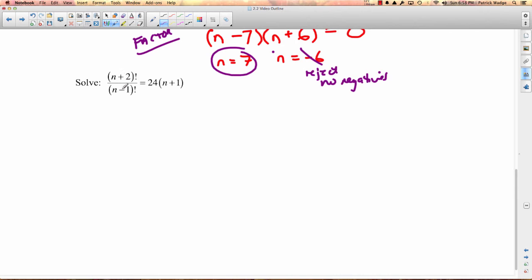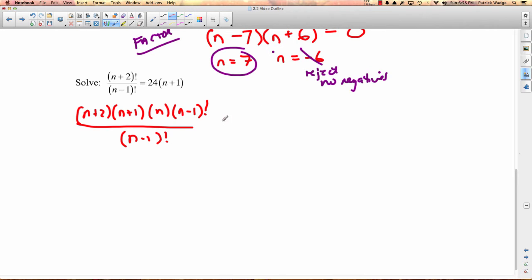So again, we're going to start with the left-hand side here and do the same sort of thing. What's bigger, n plus 2 or n minus 1? N plus 2. So we'll go n plus 2. One lower than that is n plus 1. Better keep going. One lower than that is n. Better keep going. One lower than that is n minus 1. Yes, that's what we want. Now we put the factorial, all over n minus 1 factorial, equals 24 times n plus 1.